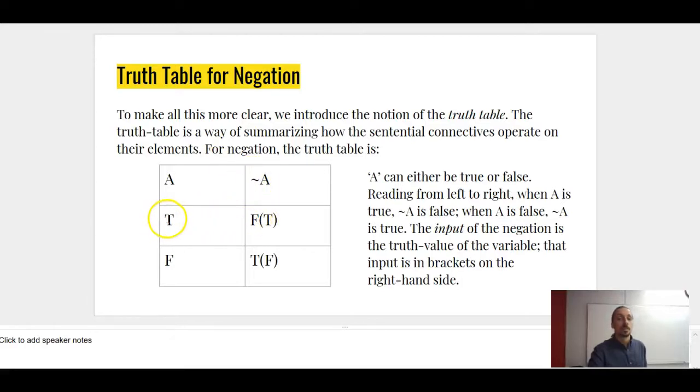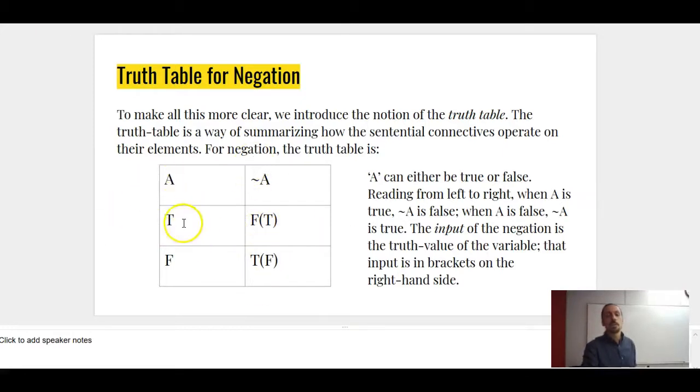So if A is T, the not will have value F. All right? Again, A can either be true or false. In the case where A is true, not A will be false. In the case where A is false, not A will be true. So the idea is that the negation has an input. And the input of that negation will be the truth value of the sentence, the atomic statement, the variable. And that input is going to be in brackets on the right-hand side. And that input is then turned into an output, which is just the opposite value.